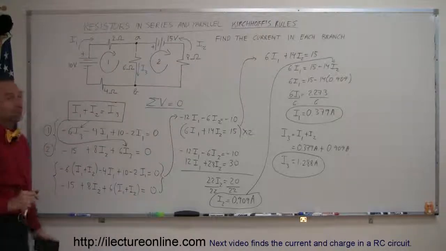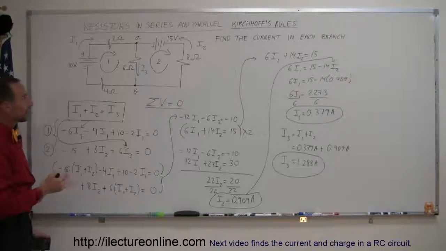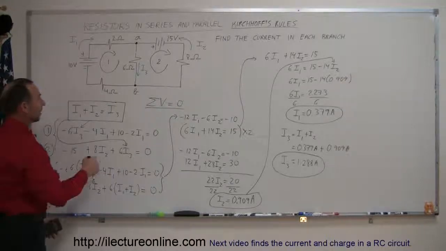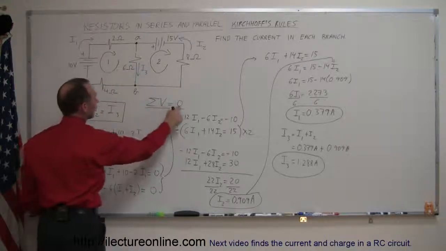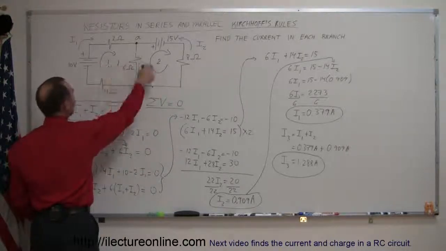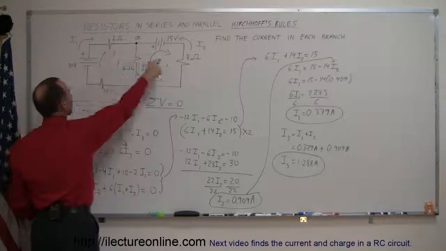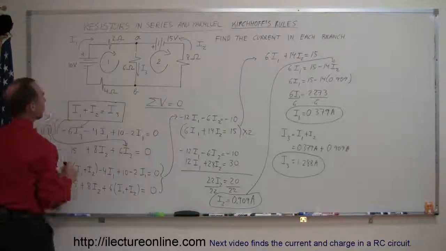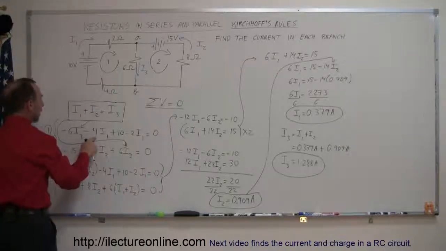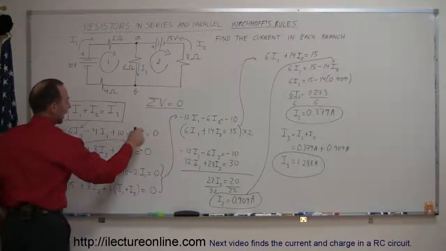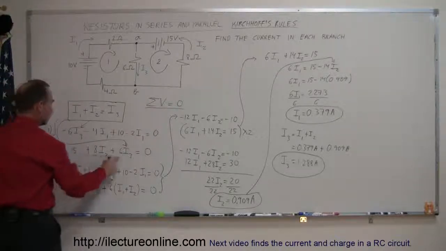There's your first equation. Then you use the second rule of Kirchhoff, which says that the sum of all the voltages around any loop always adds up to 0. So we had two loops right here. We went around each loop in a clockwise direction, starting from branch point A. And so you sum up all the voltage drops and all the voltage rises, adding up to 0. You do that for the second loop.